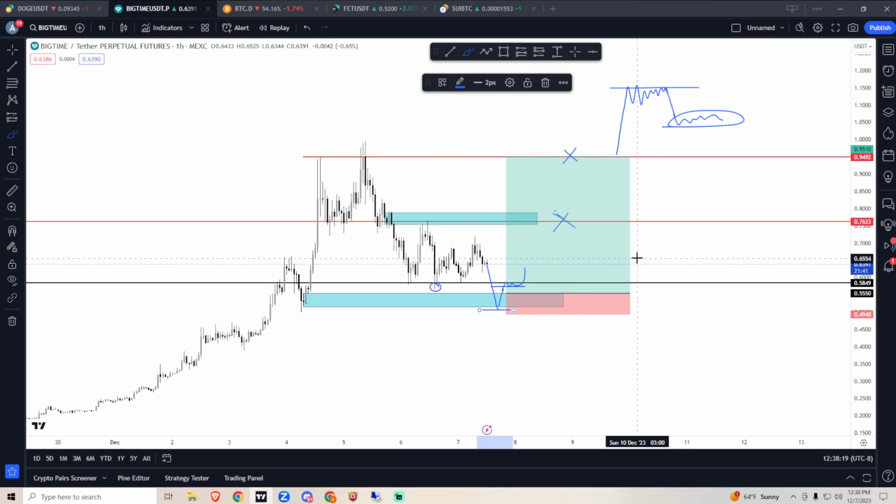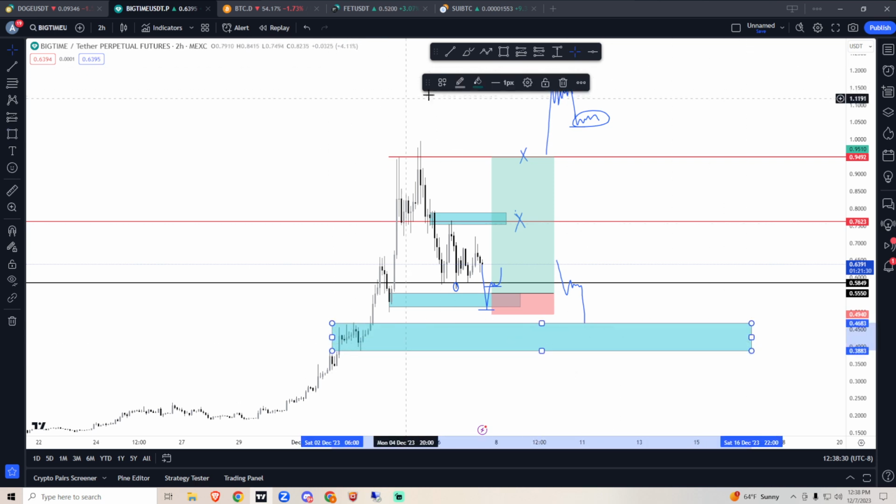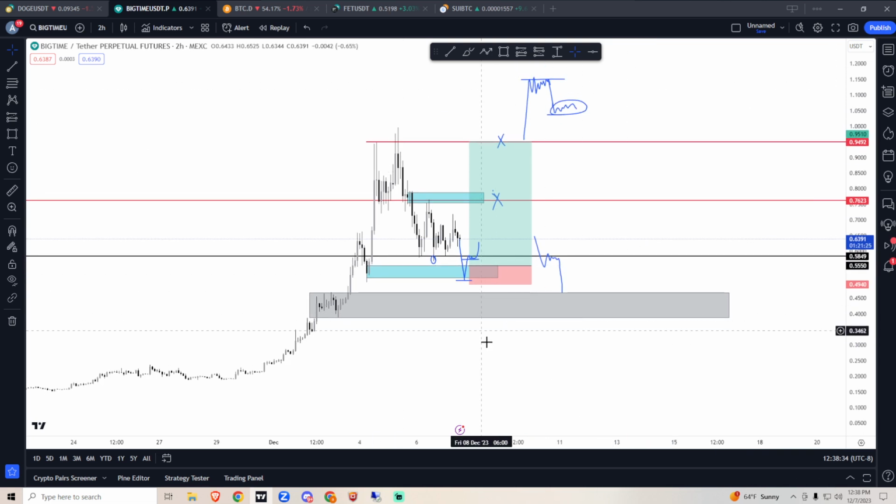But if we lose this level and flip it into resistance, then yes, we are going to go lower. Lower would probably send us into this demand zone here, which is also the area that I have my DCAs if we do get it for big time.